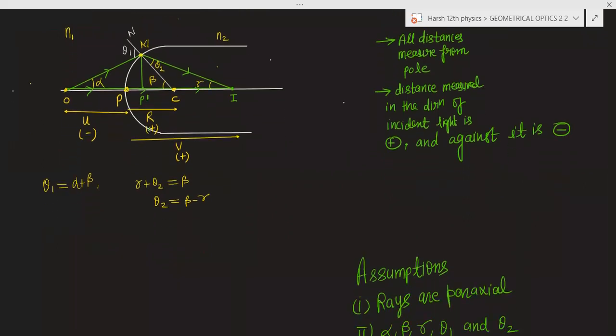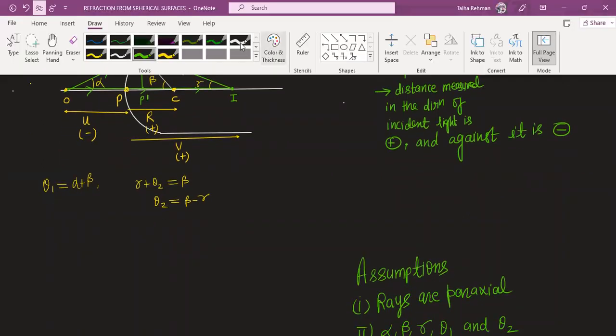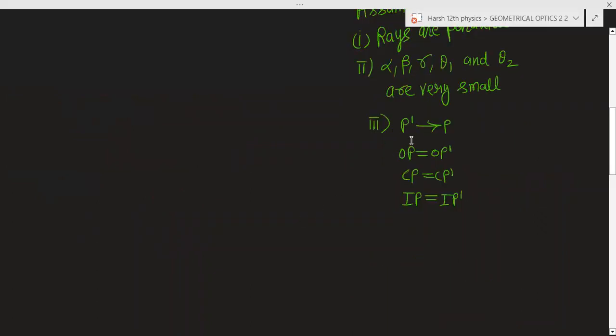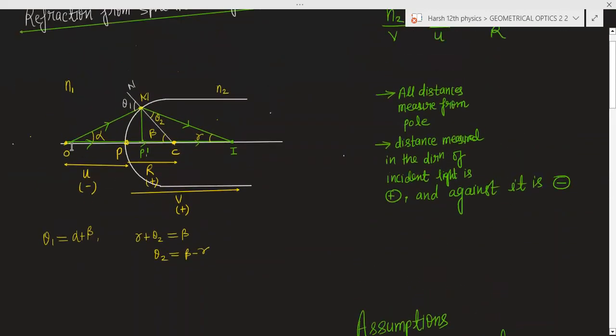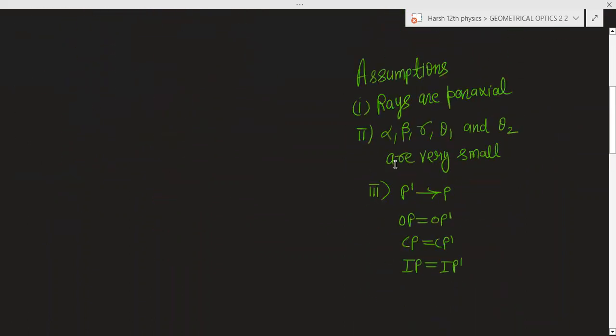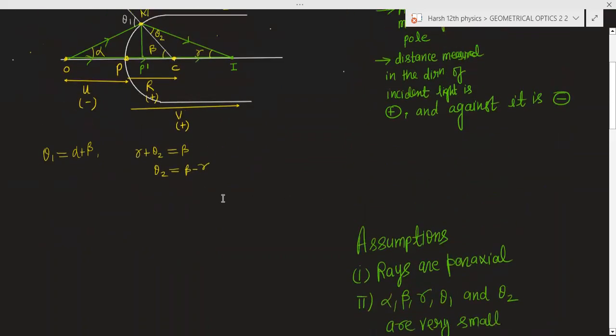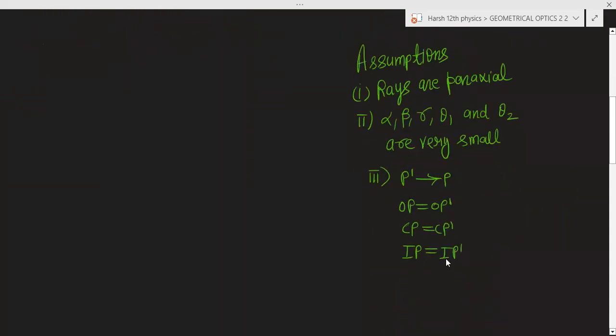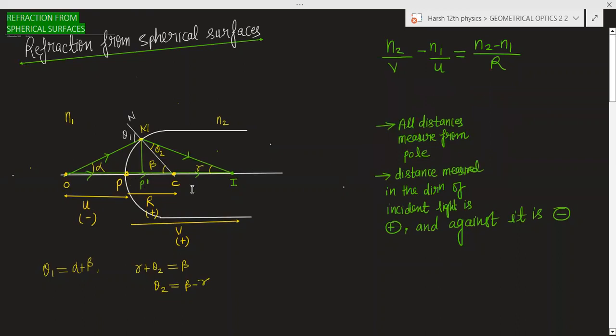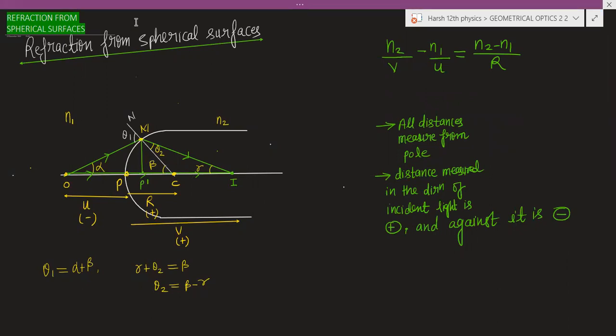So you can just write that P dash is tending to P. So OP can be written as OP dash, OC can be written as OC dash, CP can be written as CP dash, and IP can be written as IP dash. Now we will find tan alpha, tan beta, and tan gamma from the triangles.